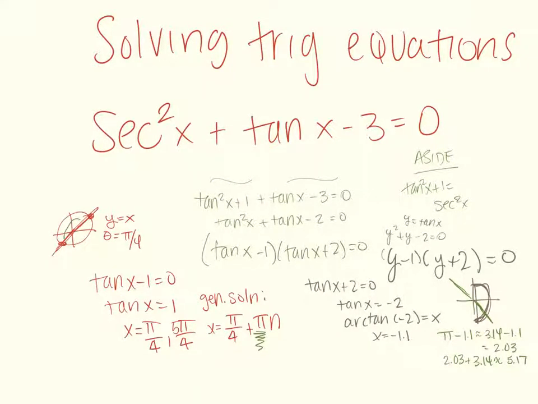If I wanted to write this using a general solution, I would get 2.03 plus pi n radians. And again, that's because the period of tangent is pi units.